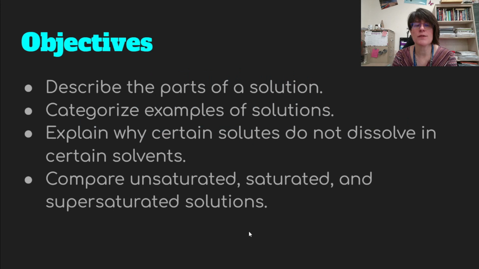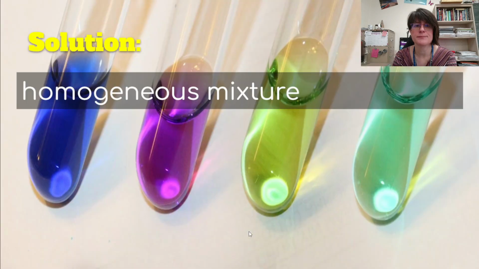Our objectives for the video are to describe the parts of a solution, categorize examples of solutions, explain why certain solutes do not dissolve in certain solutions, and compare unsaturated, saturated, and supersaturated solutions.